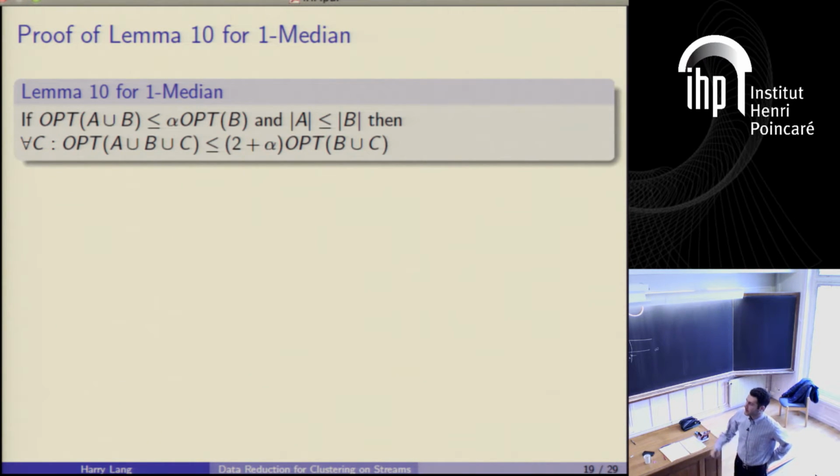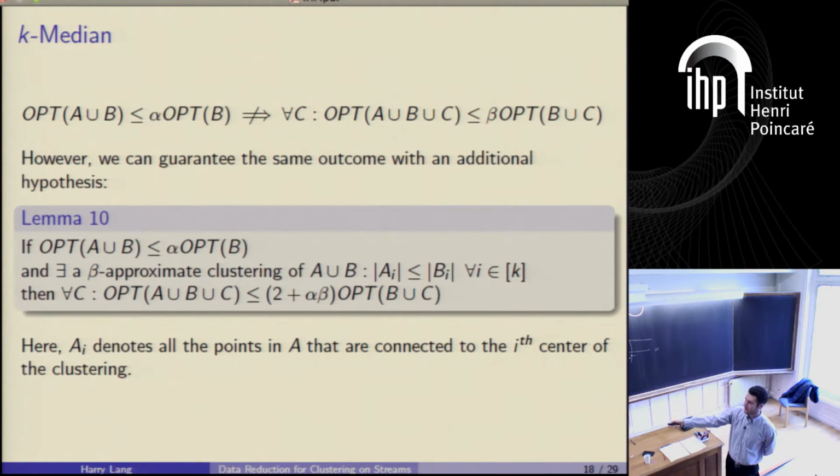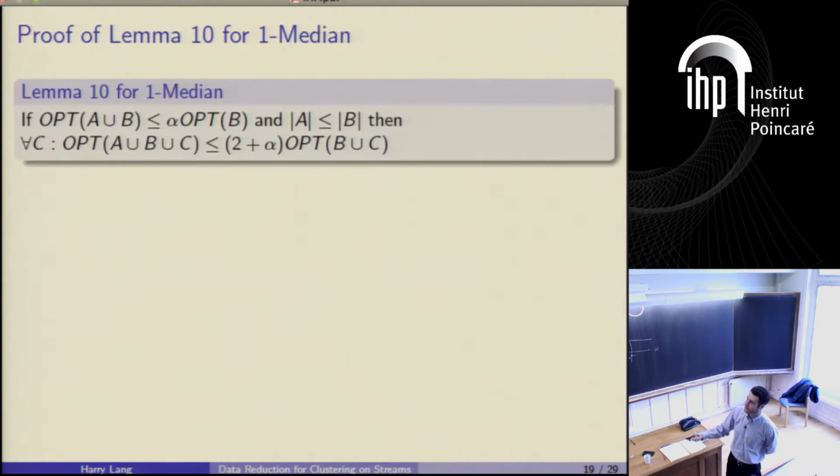So the proof is basically for one median, and for k median, you just kind of keep track of which are in which clusters. But this is the main idea, and it's pretty simple. So it's 4 lines. So I'll just go through it. So since A is less than B, so this is for one median now. So before I said, okay, we want it for every cluster, but K is 1 here. So basically, I'm just saying that A is less than B now.